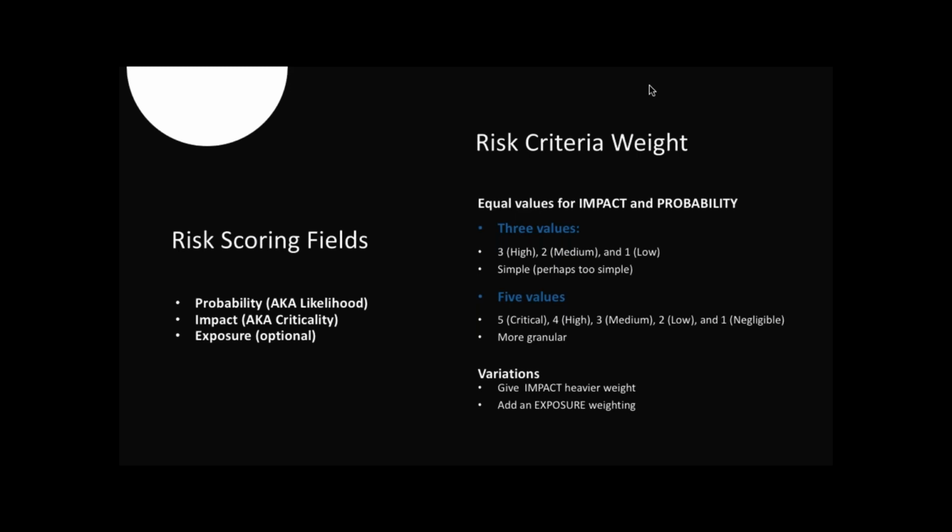Or you could come up with 5 values. So 5 for critical, right down to 1 where it's negligible. And it provides for a much more granular rating. Some variations on that is you might want to provide impact, let's say, with a greater weight. We're going to have an example in just a moment where I share with you a process where, if you wanted to utilize a weighting factor, you could certainly do that.